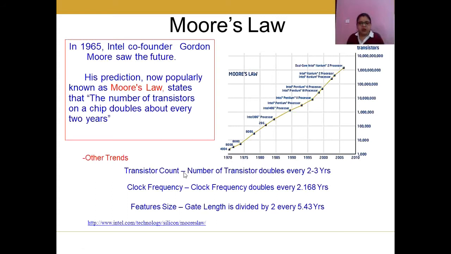Similarly, not only the transistor count, along with that the clock frequency is also doubling every 2.1 years. The feature size, like the gate length, is divided by 2 approximately every 5.5 years. So there are a number of things which are connected with Moore's law. It is not only about the transistor. Along with the transistor, other parameters are also shrunk in the same fashion.